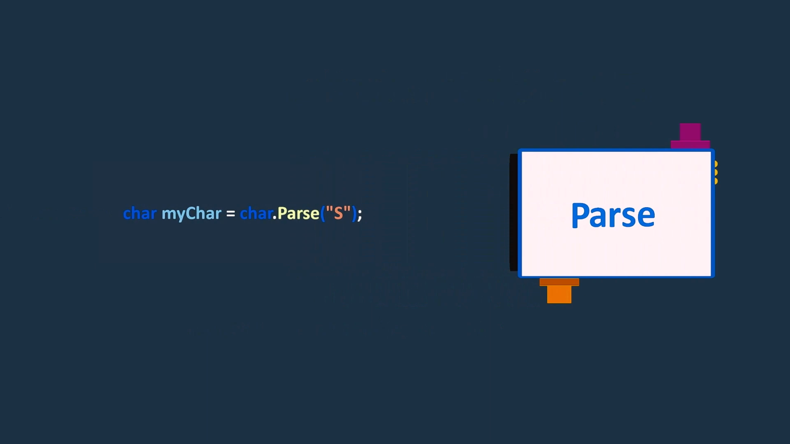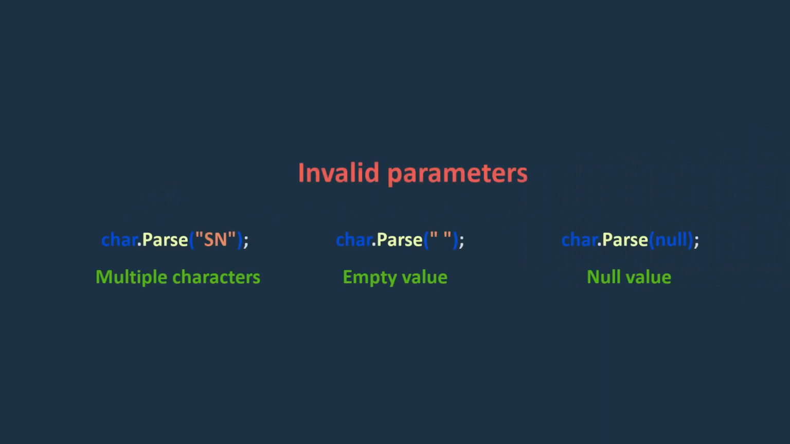Here's an example of how we can use the parse method. In this example, we parse the string S using the parse method. Since it contains only one valid character, it successfully converts it into its corresponding Unicode value S. It's important to note that if we attempt to parse an empty or null string or provide multiple characters in the input string, an exception will be thrown.